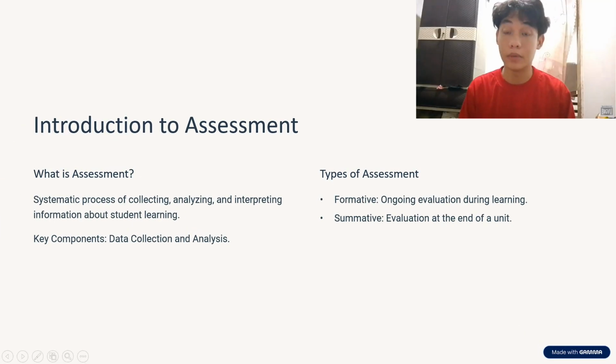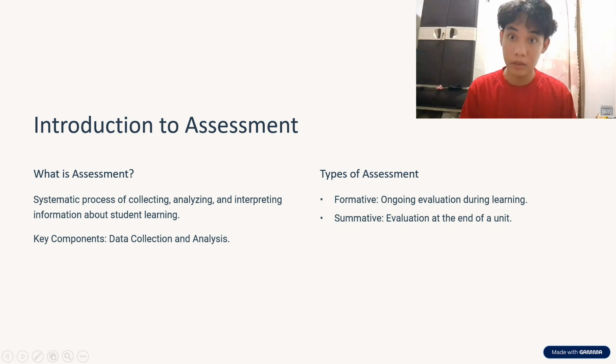Assessment is a systematic process which collects, analyzes, and interprets. We have two components: the data collection, which is evidence gathering, and analysis, which is interpreting information. We have two types of that: the formative, which is during learning, and the summative, which is after the instruction.